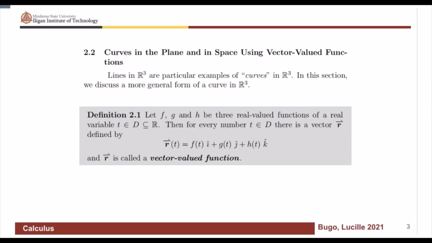Curves in the plane and in space using vector valued functions. Lines in R cubed are particular examples of curves in R cubed. In this section, we discuss a more general form of a curve in R cubed. So let f, g, and h be three real valued functions of a real variable t in the domain, which is a subset of the set of real numbers. Then for every number t in the domain, there is a vector r defined by r of t equal to f of t i hat plus g of t j hat plus h of t k hat, and r is called a vector valued function.